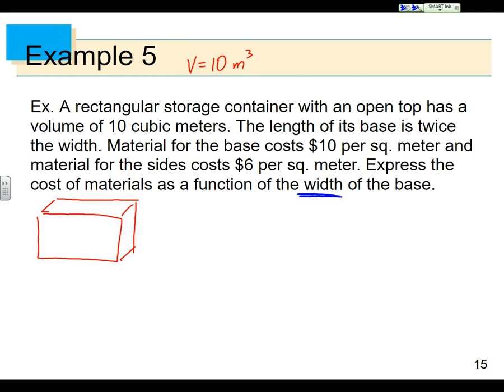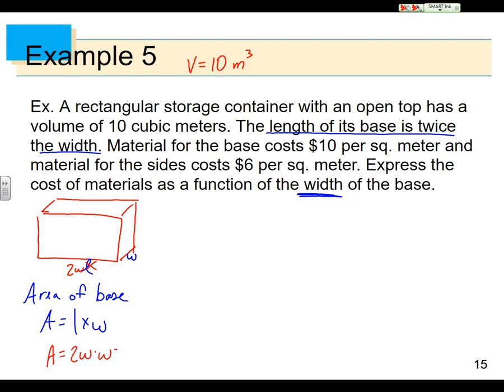So let's just start with the area of the base. Area of the base we know is going to be area equals length times width, because it's a rectangular storage container. However, it tells me in here that the length is twice the width. So I could get rid of this length right here and just call it twice the width. And we'll do the same down here. So the area of my base is actually going to be 2w squared.